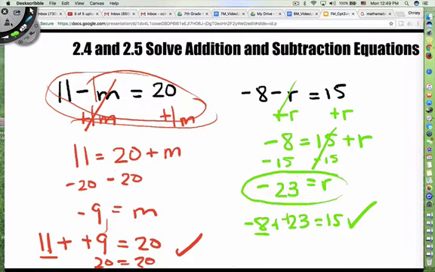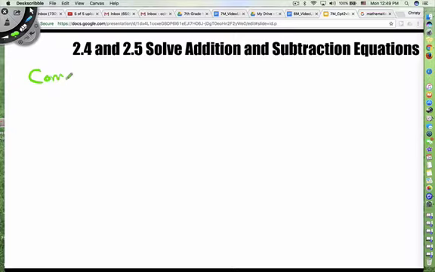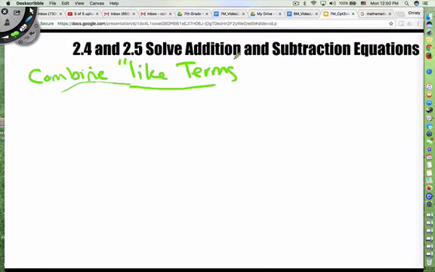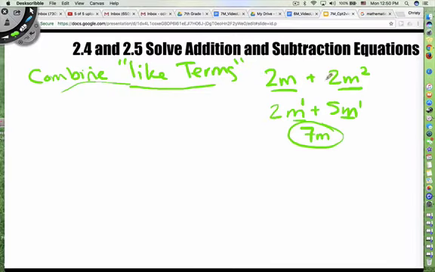Okay, a couple more types of problems you might be asked to combine like terms while we're doing this. So just to remind you of how to do this, combining like terms. Let's remember, like terms are terms that have the same variables with the same exponents. So 2m and 2m squared you cannot combine because they are unlike terms. However, 2m plus 5m you can because they are the same variables with the same exponents on them. So this would become 7m. Okay, but this cannot be combined, so this would be the most simplified version.